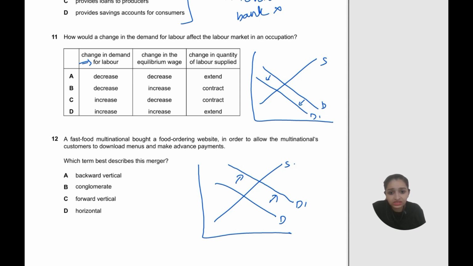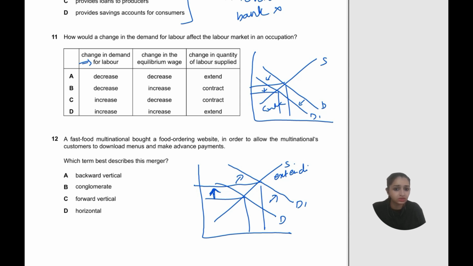Now, when there is an increase in demand, we can see that the equilibrium wages are rising. When there is a decrease in demand, the equilibrium wages are declining. However, change in the quantity of labor supplied: here the labor supply is extending. Because the wage level is determining the supply of labor, there's a movement along the supply curve, right? And here they are contracting, here they are extending. So here the wages are rising when the demand is increasing. So we have to look at the combinations. When the demand for labor is decreasing, the equilibrium wage is decreasing. Yes, this is the scenario.